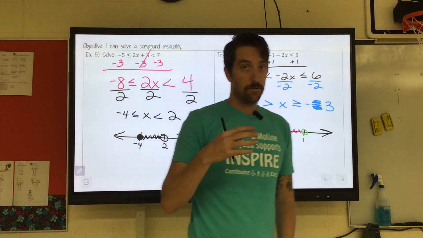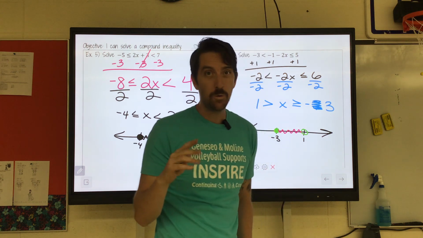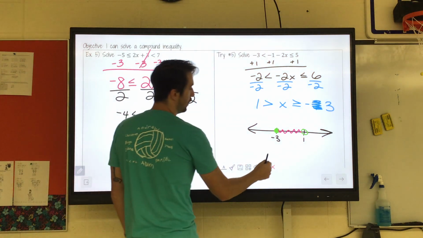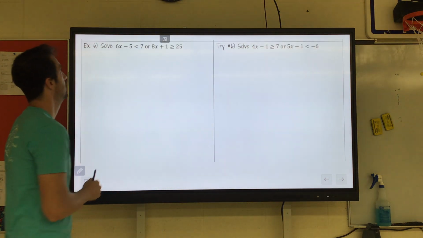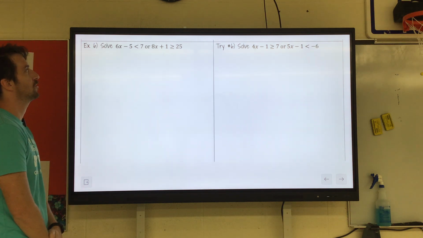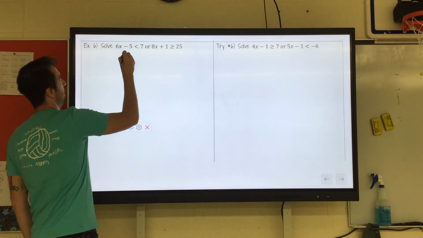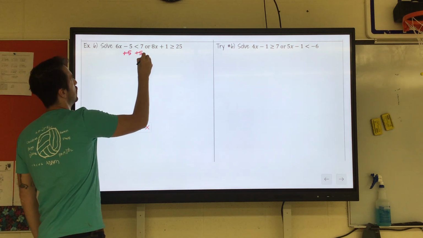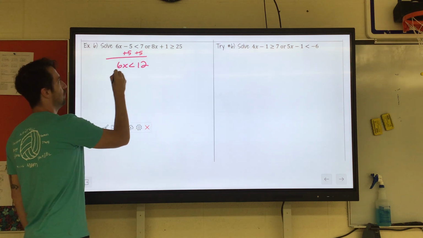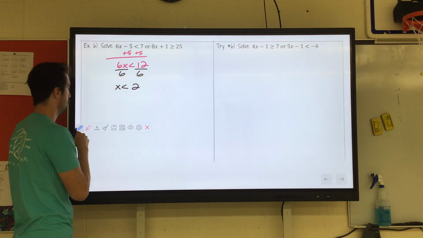We got one more that we're going to do together, and then you're going to try one, and it's an or problem. I know or problems are shaded towards the outsides because they don't have any overlapping solutions. Solve 6x minus 5 is less than 7, or 8x plus 1 is greater than or equal to 25. We just solve them separately. Here we're going to add 5 to both sides. 6x is less than 12, and we'll go ahead and divide that. X is less than 2. Great, we'll come back to that.